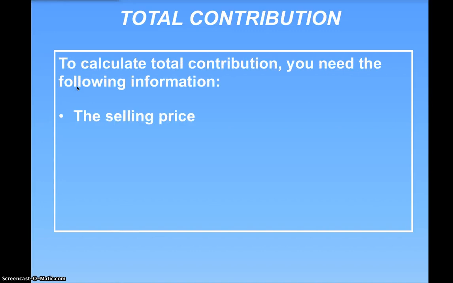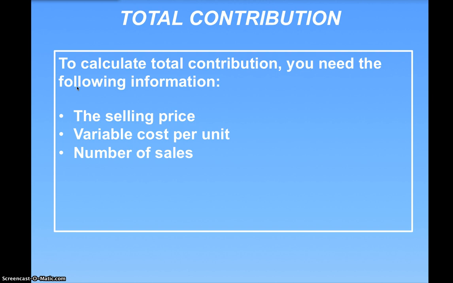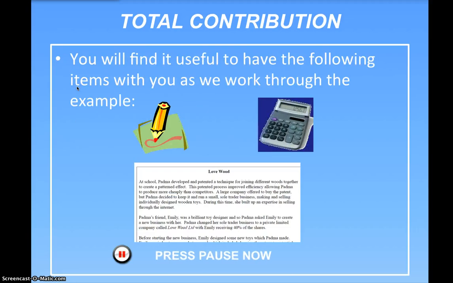In either method, whichever one you look at, and we'll be looking at both, you need 3 pieces of information only. You need the selling price, you need to know the variable cost per unit, and you need to know the number of sales. So when we go into the case study, those are the 3 items that we need to look for in order to be able to calculate total contribution.